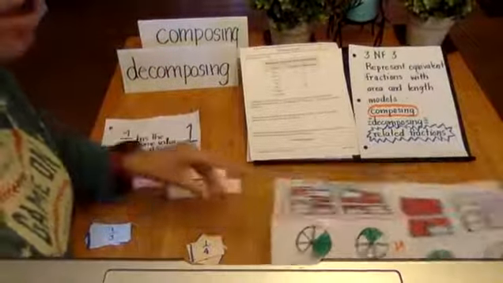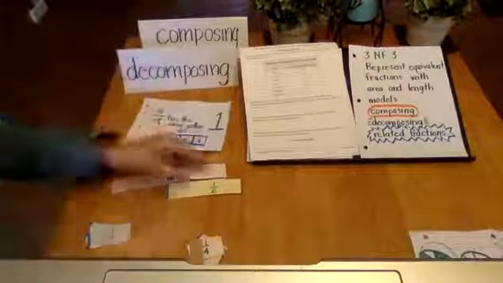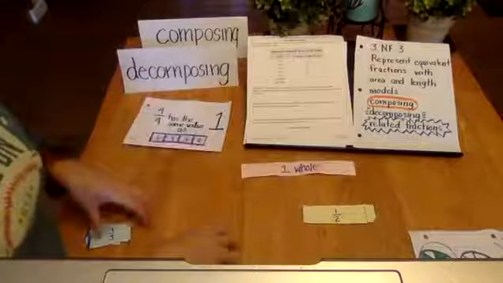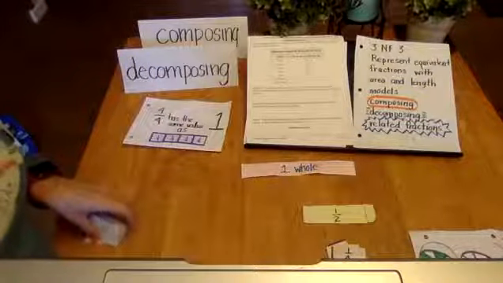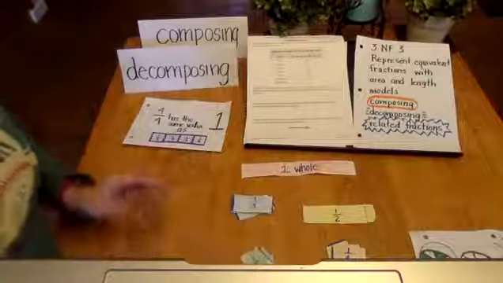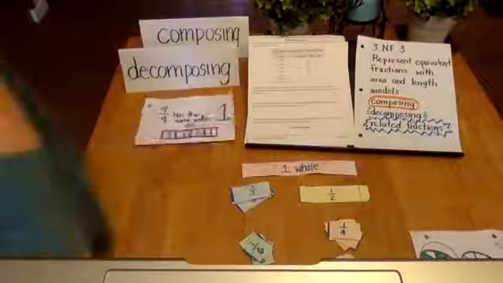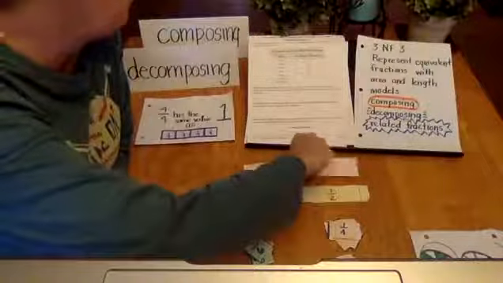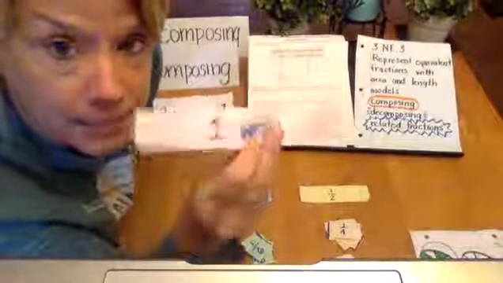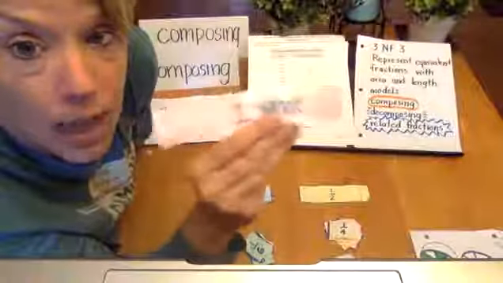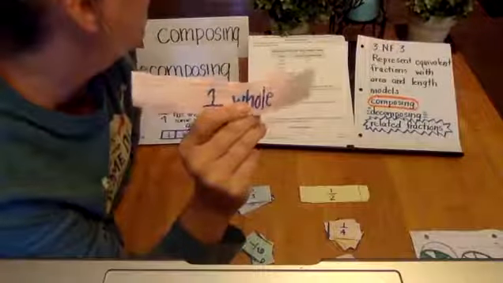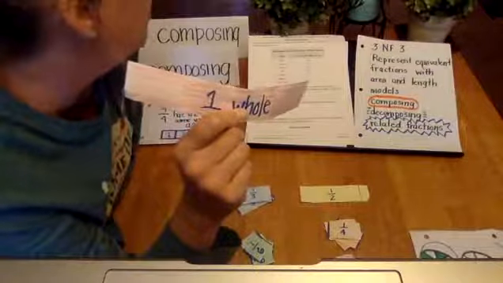I decided to use my bar models for this and not my circle models. I could, but I'm just finding it's easier for me to do it with the bar models. My fraction bars are the same thing as bar models and area models. So if we said this is 1 whole, this is our unit. And then we're going to put on top of this 1 whole how much of the mile the boys swam.